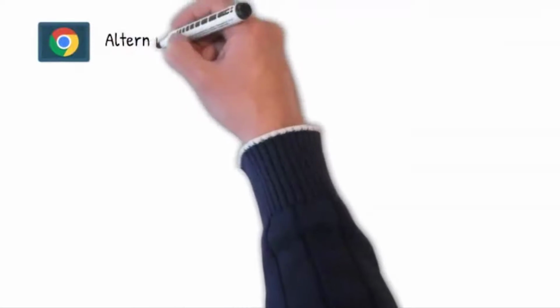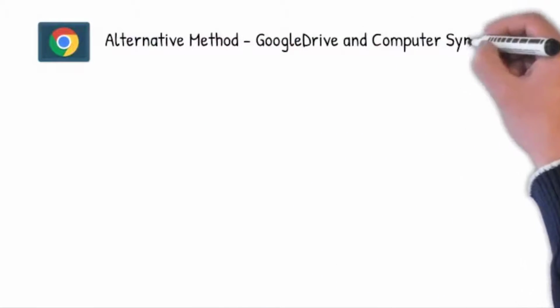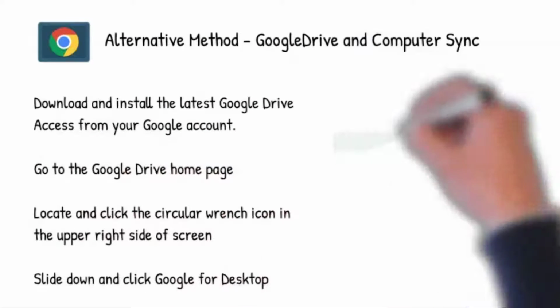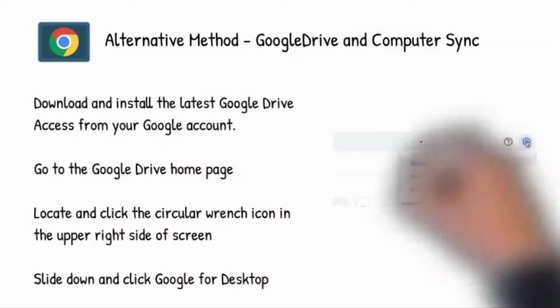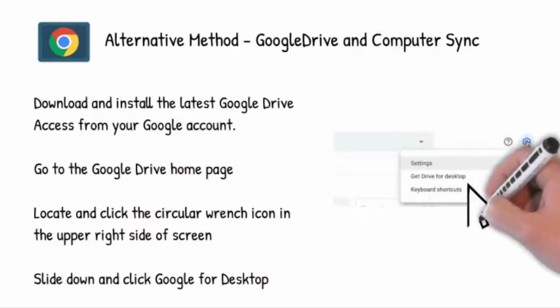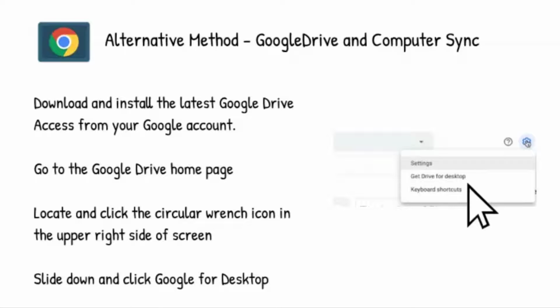Alternative method, Google Drive and computer sync. Download and install the latest Google Drive app from your Google account. Go to the Google Drive homepage. Locate and click the circular wrench in the upper right side of the screen. Slide down and click Google for Desktop.